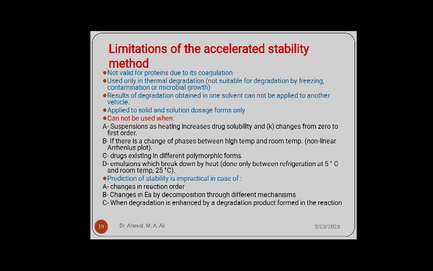Results of degradation obtained in one solvent cannot be applied to another vehicle. Apply to solids and solution dosage forms only. Can't be used for suspension, as heating increases drug solubility, so the dosage form will be changed. It will not be a suspension, it will be a solution. If there is a change in phases between high temperature and room temperature, a non-linear Arrhenius plot, or drug existing in different polymorphic forms, the drug has more than one polymorph, or emulsion which breaks down by heat.